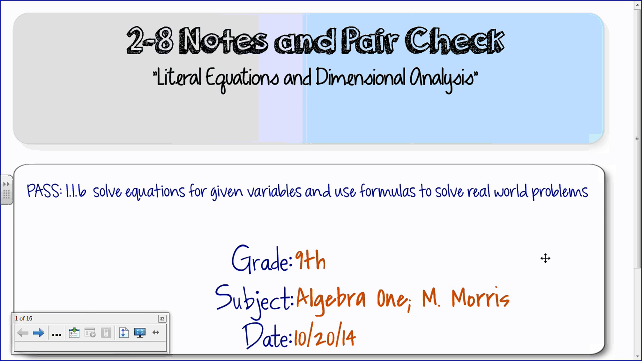Okay, we're going to take notes on 2A. 2A notes and fair check. Title for 2A is literal equations and dimensional analysis.